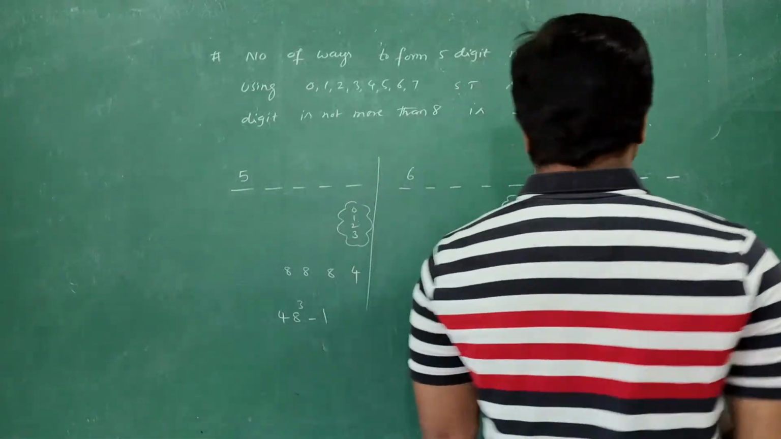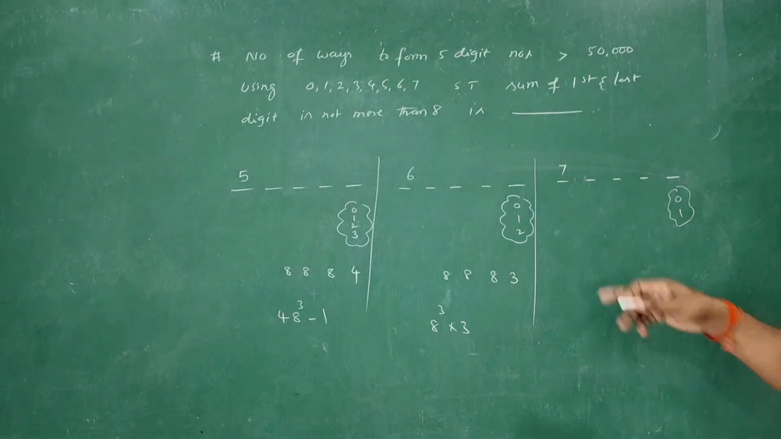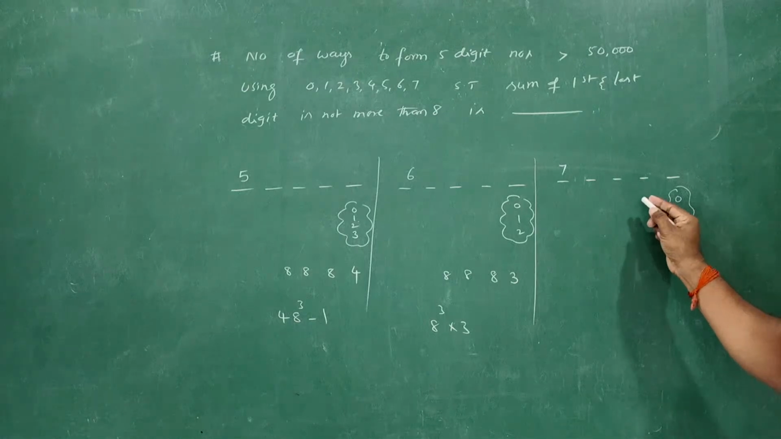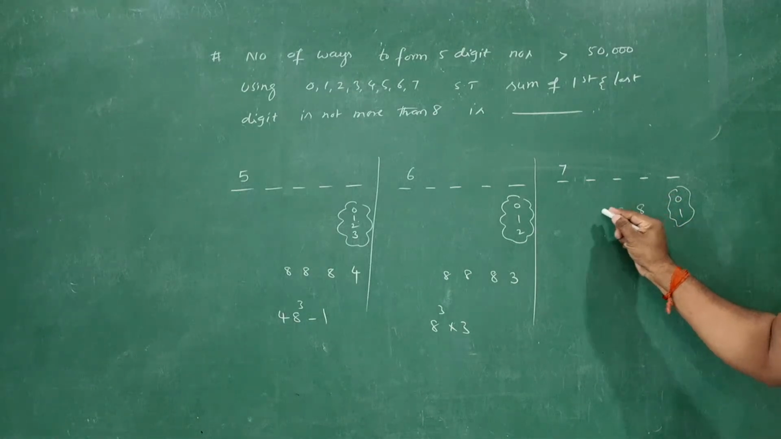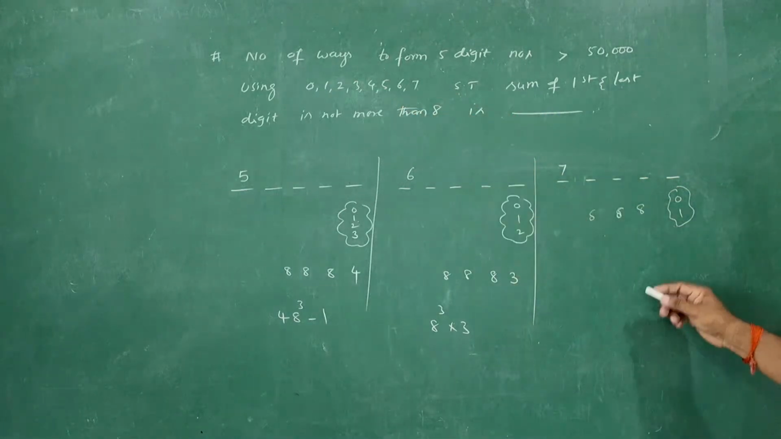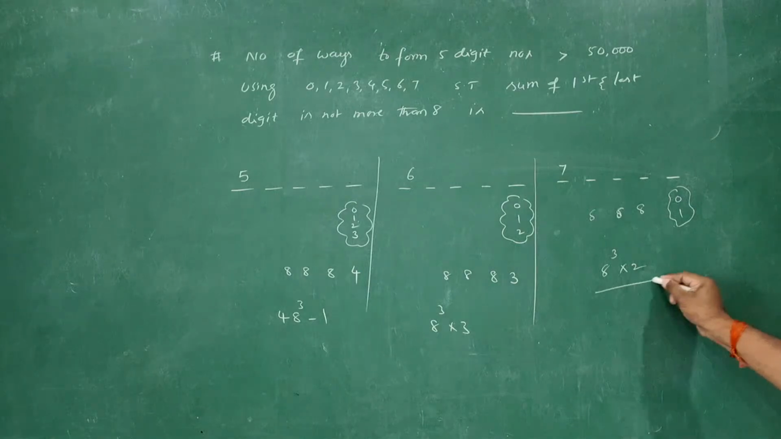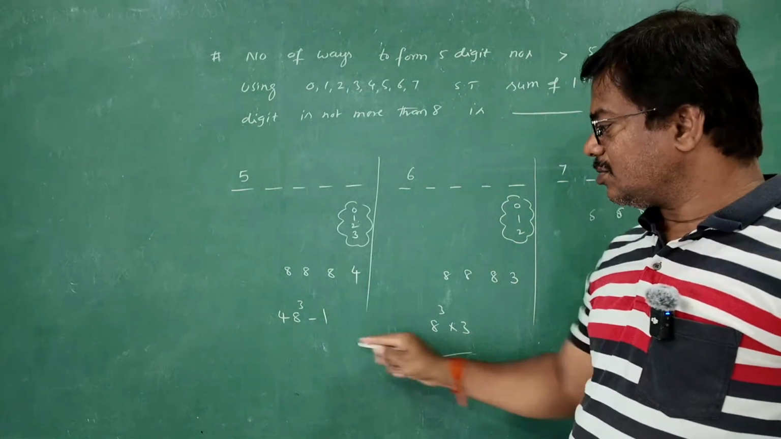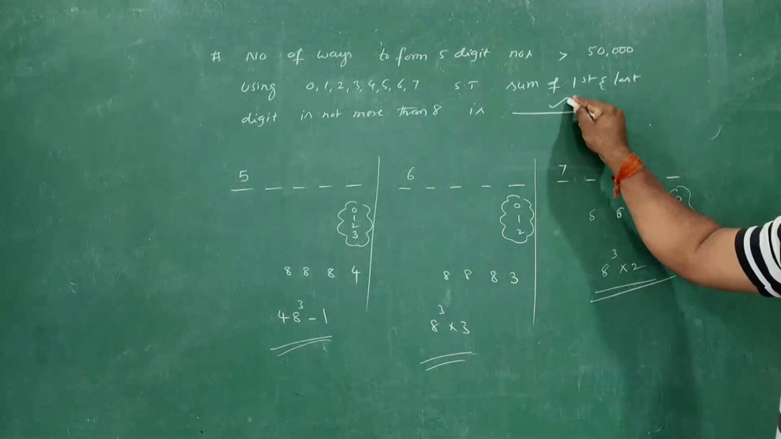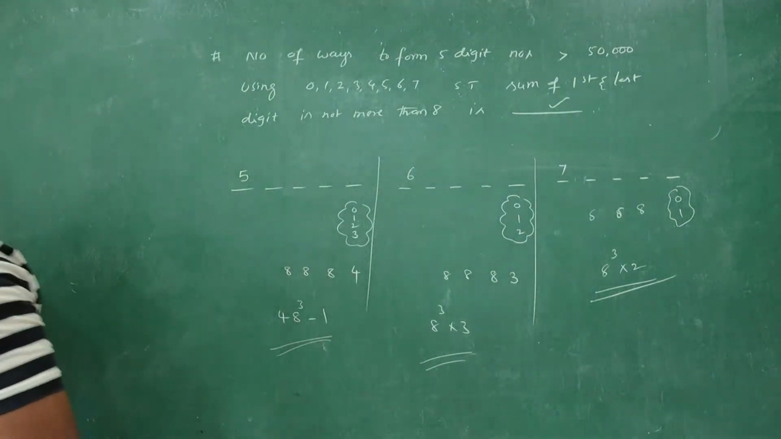Next, to fill the last blank place, you need to write only 0, 1. Why? Because the sum must be not more than 8. Next here, any one from 8, so it is 8 power 3 into 2. Case 3, case 2, case 1. By adding all these, you will get the answer. Okay. Let us move to the next.